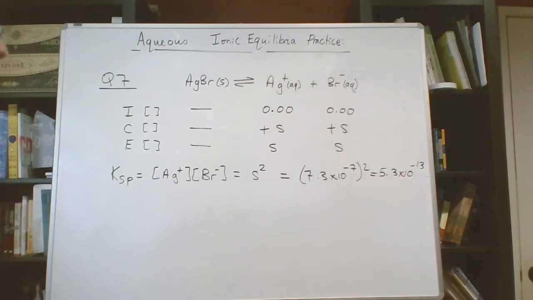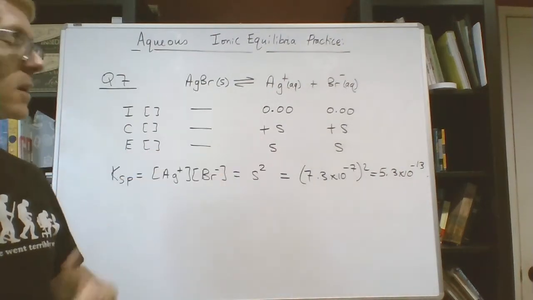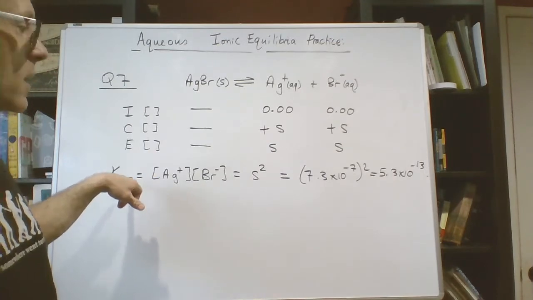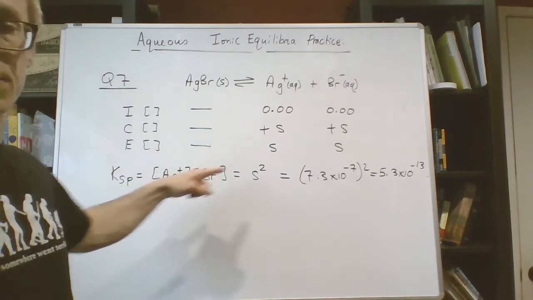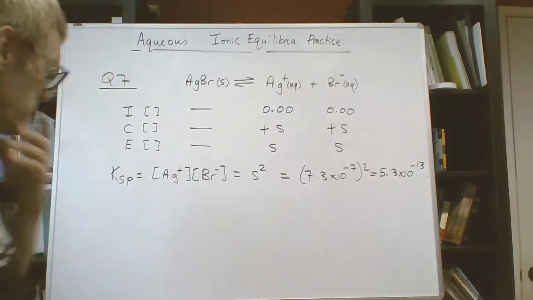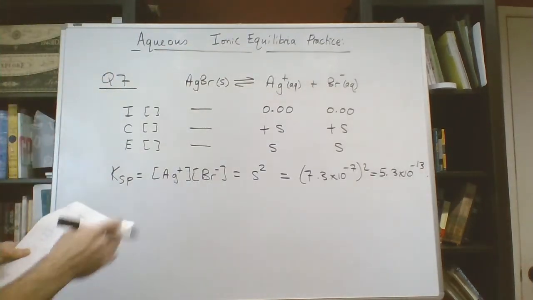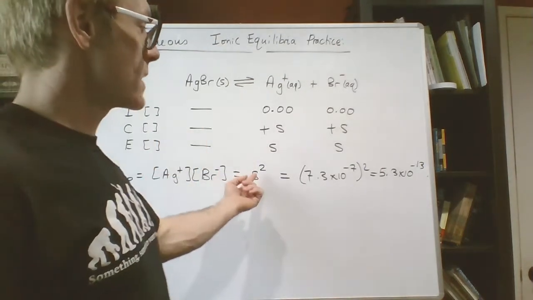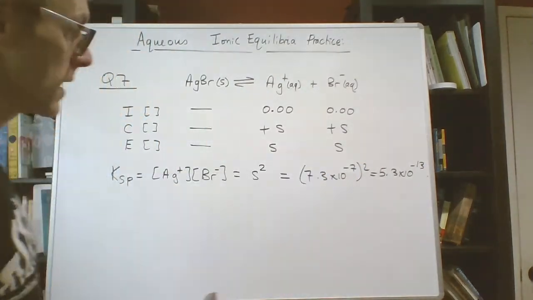So again, in this question I was furnished with S. Typically you'll either be given S and asked to solve for KSP, or vice versa, you'll be given KSP and asked to back calculate S. So because I knew what S was, I square it and I was able to calculate KSP.